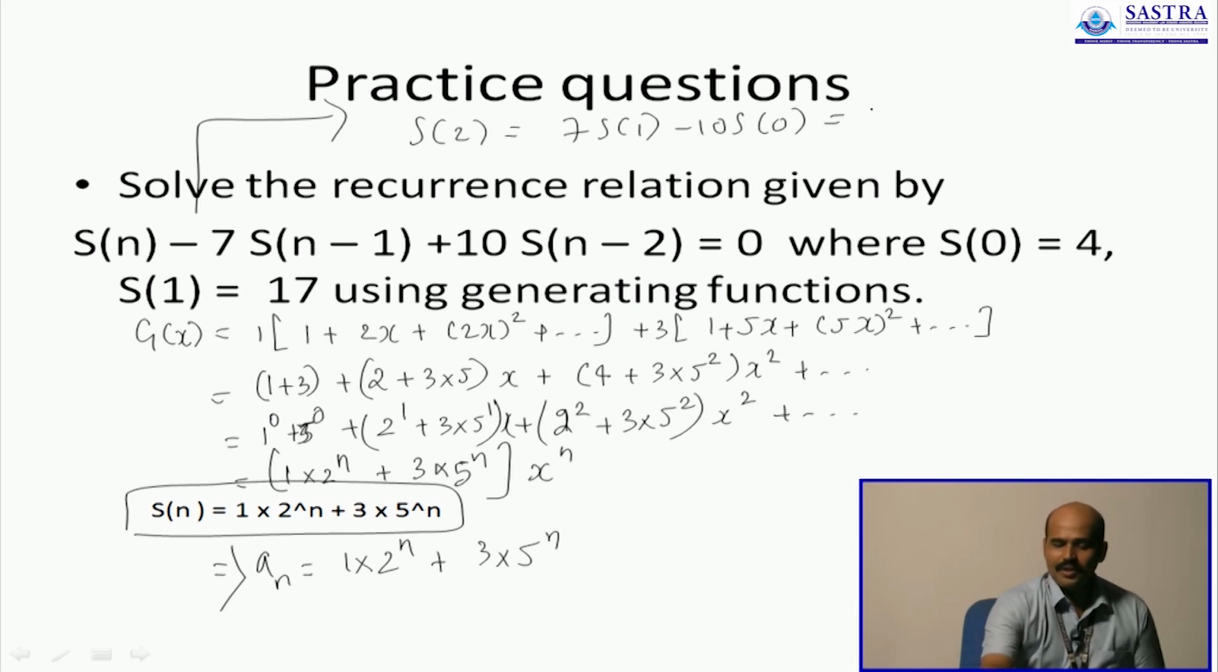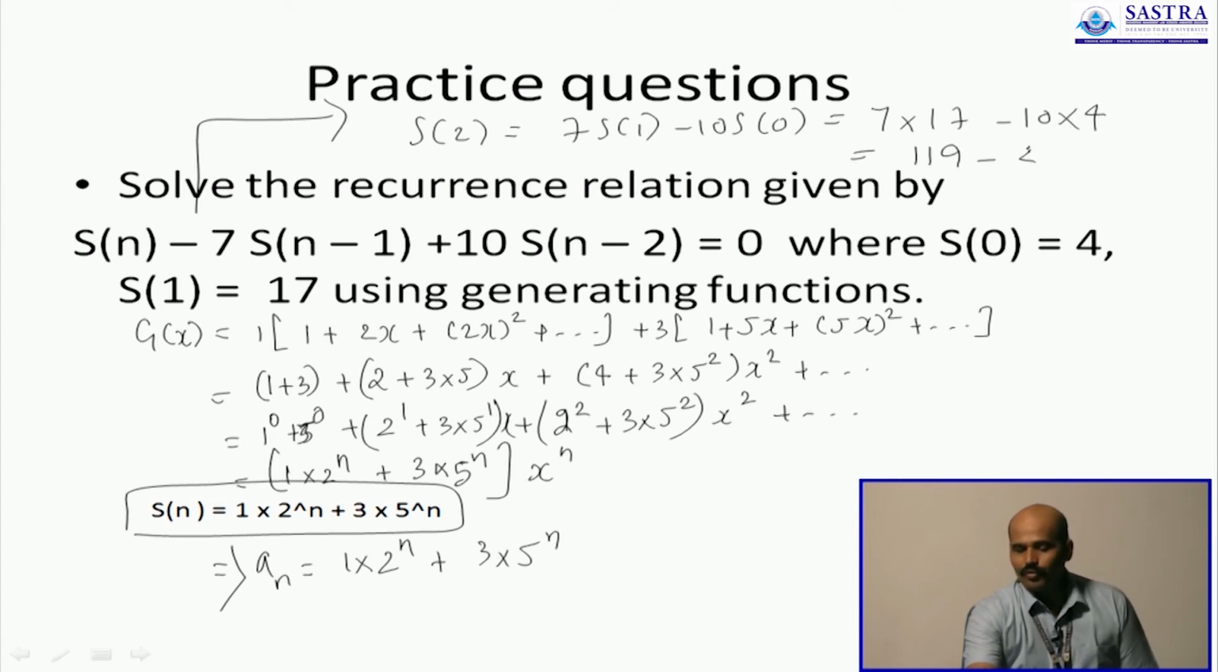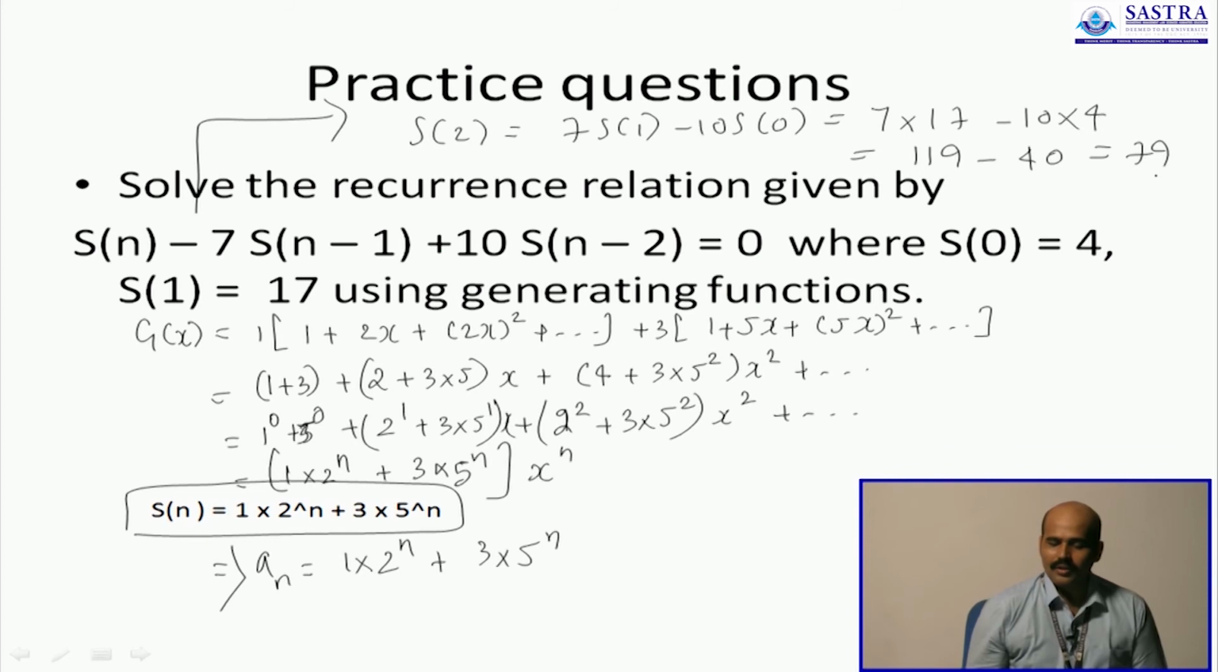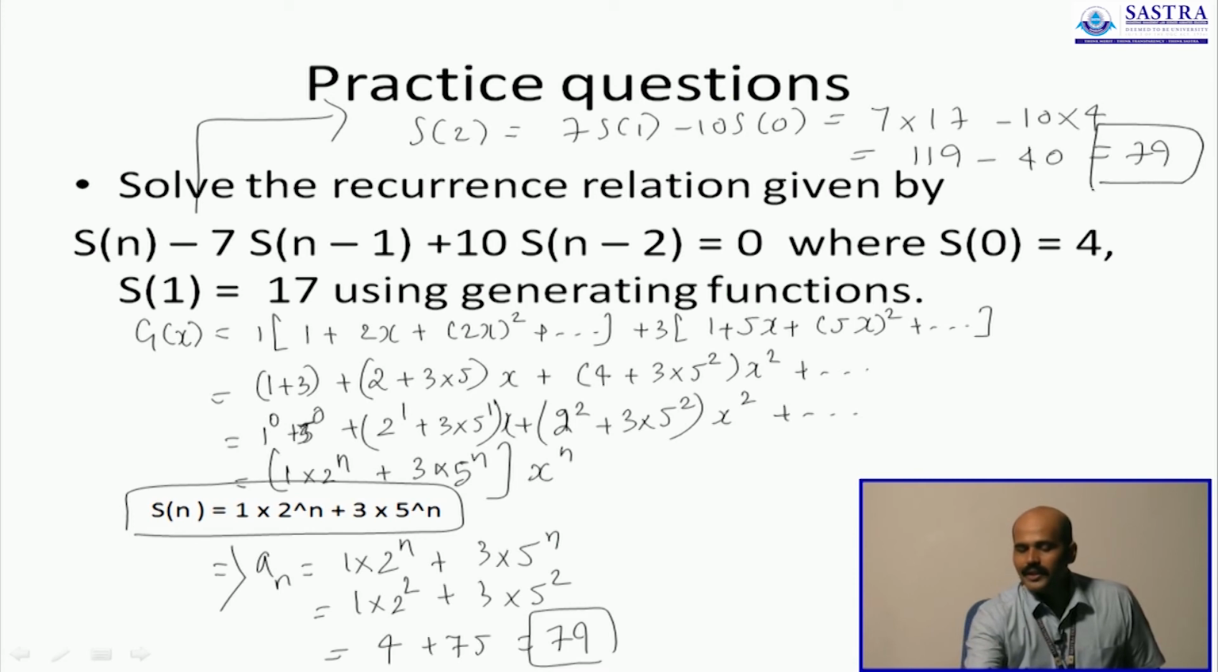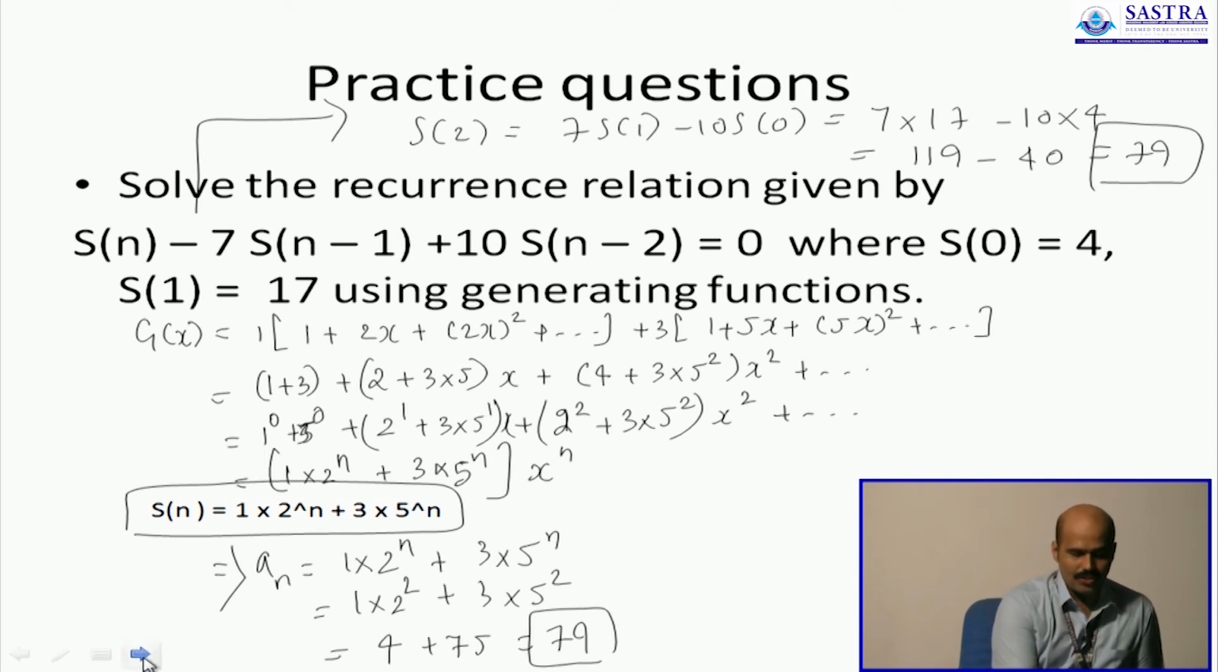S of 1 is 17, which is 7 times 17 minus 10 times 4, that's 119 minus 40, which is 79. The same 79 will be obtained when you substitute 2 for n, that's 1 times 2 squared plus 3 times 5 squared, which is 4 plus 25 times 3, which is 75, and that is again 79. So this is the evidence that we have solved the given recurrence relation correctly using the idea of generating functions.